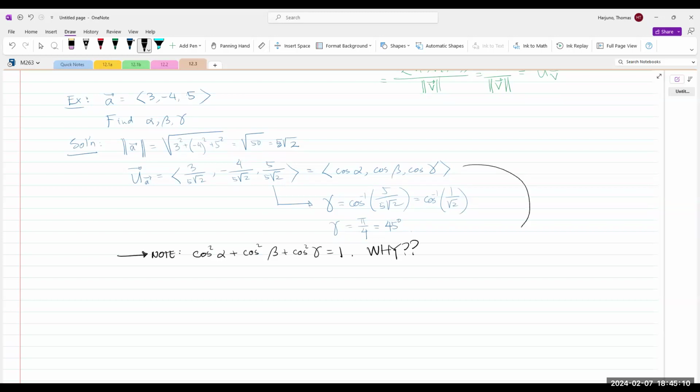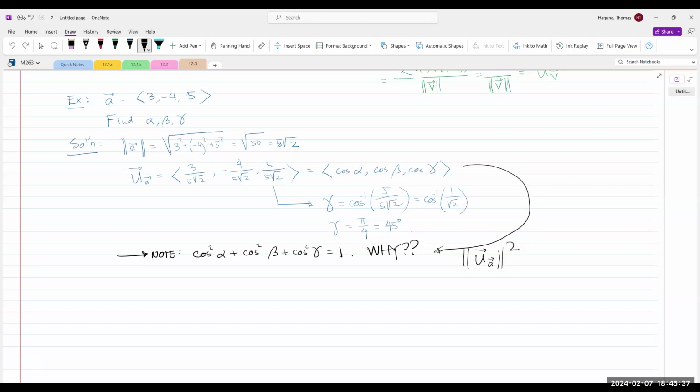Well, that's the length of the unit vector squared, right? That's the unit vector A being squared. That gives you this look here. Okay, that gives you that look. Something nice to know.